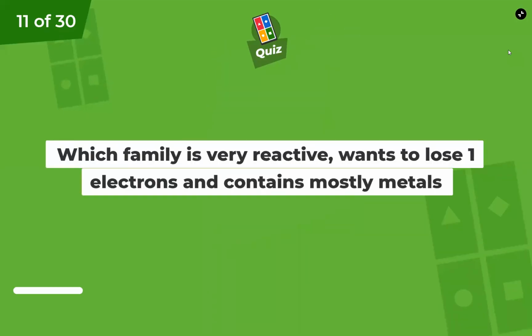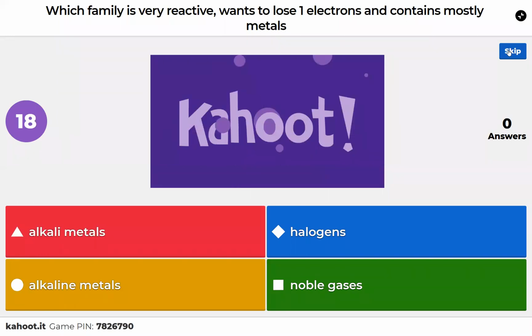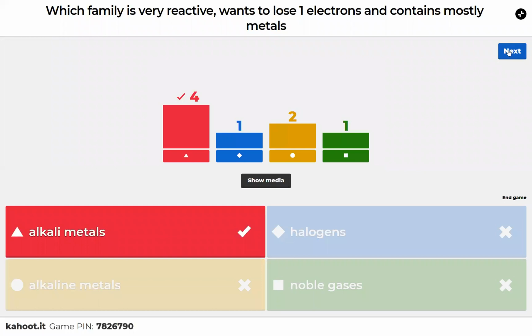All right, number 11. Very reactive, wants to lose 1 electron, contains almost all metals, except for 1. It's on the left side. Yeah, the alkali metals. All right.